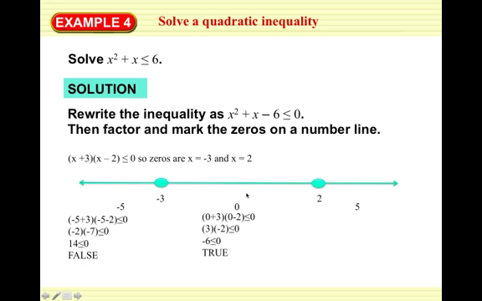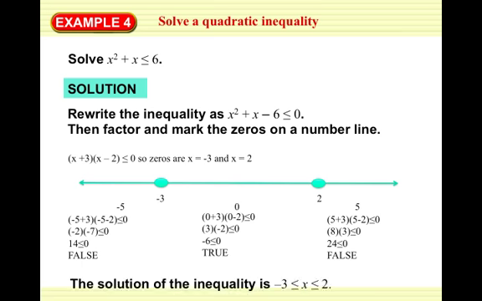Okay, I want to do the same thing with 5 to see if this region is part of my solution or not. All right, so I'm going to have 5 plus 3 is 8. 5 minus 2 is 3. 8 times 3 is 24. 24 is not less than 0. Okay, 24 less than or equal to 0 is a false statement.